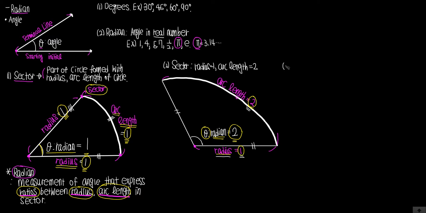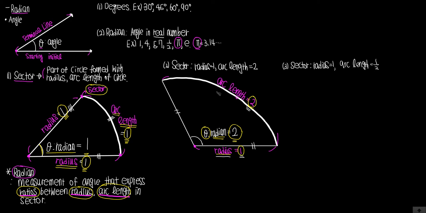So this was the second example for our sector. And let's think about the last one, which is a sector with a radius of 1, which is half of the diameter, and an arc length, which is a curved line that is part of the circumference of the circle, of 1/2.